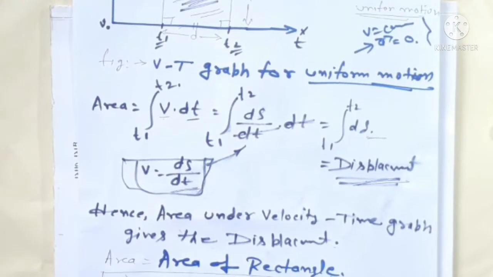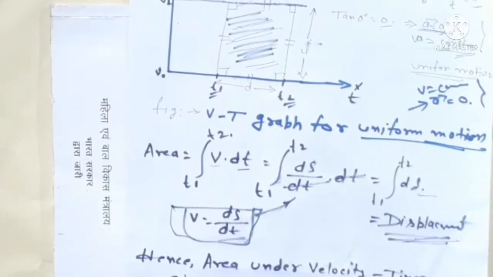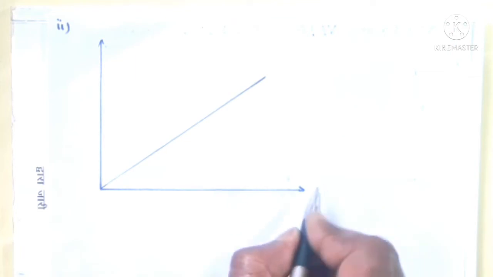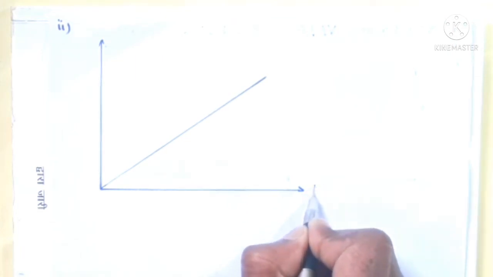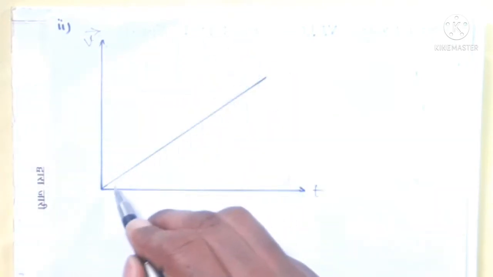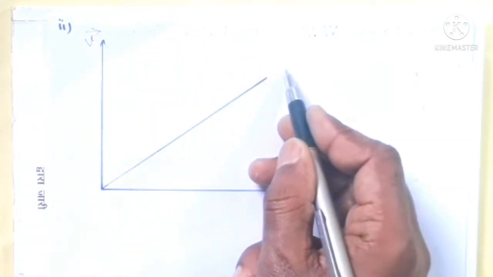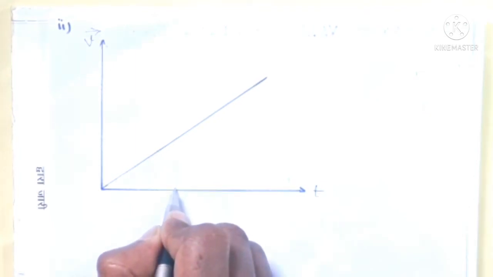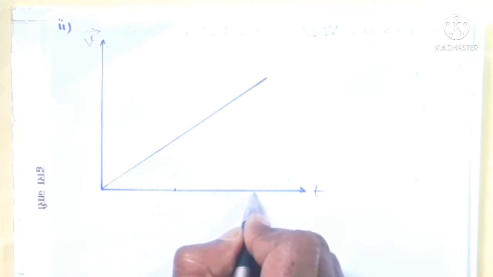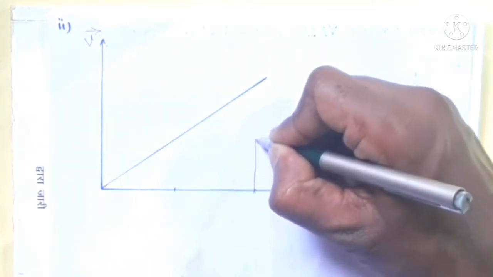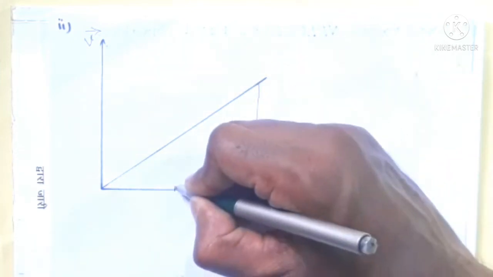Now we will discuss the second case. If the graph is like this, the x-axis represents time and the y-axis represents velocity, and our graph is a straight line like this. Then we find the area between t1 and t2. Suppose this is our t1 and this is our t2. So we draw a perpendicular, and we draw another perpendicular.